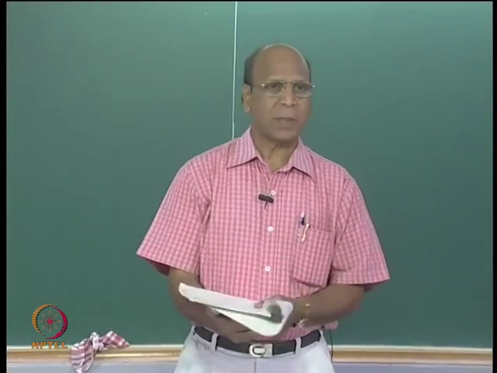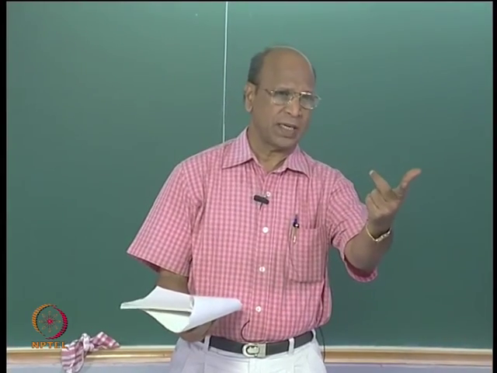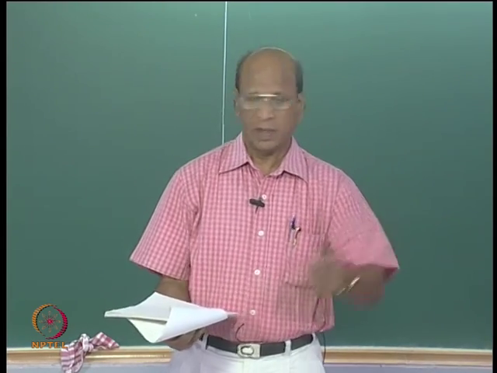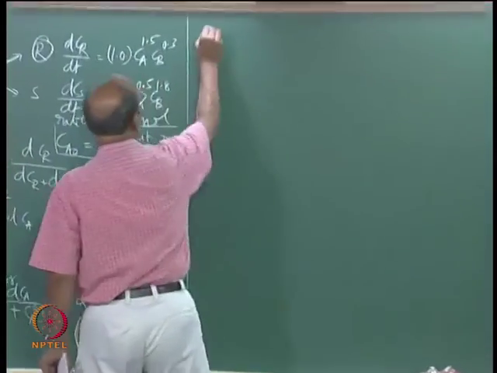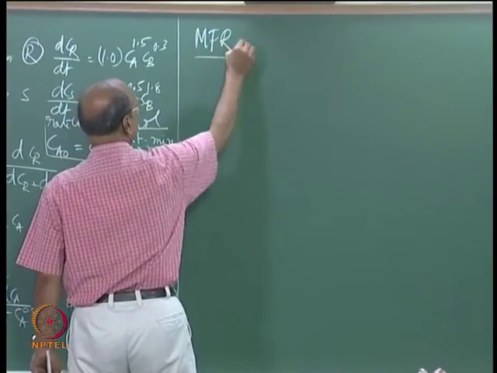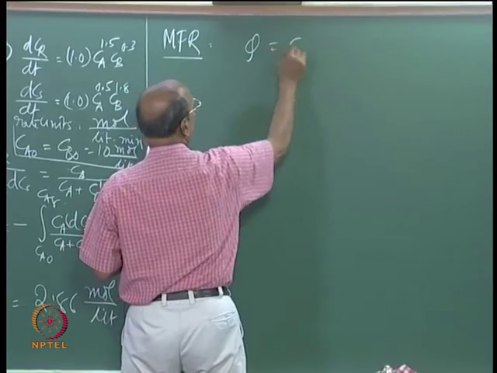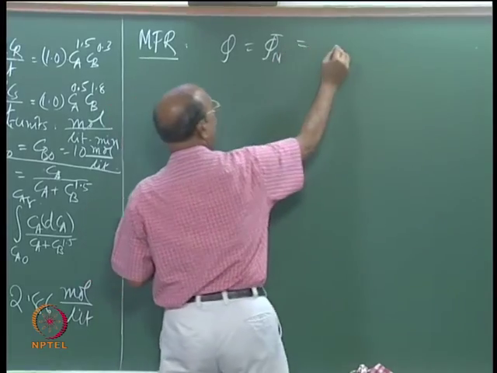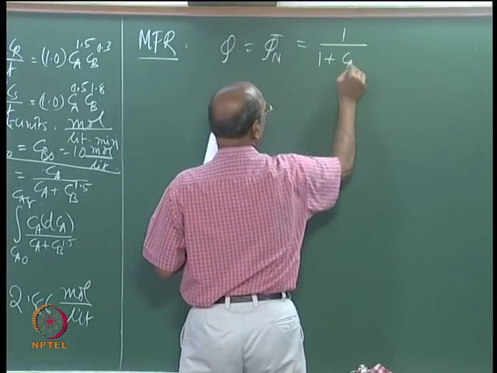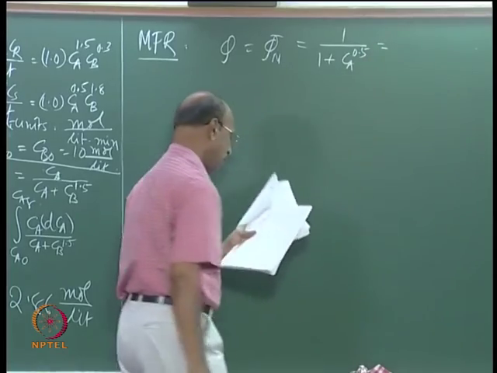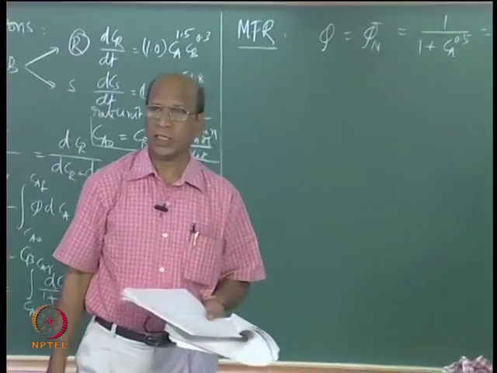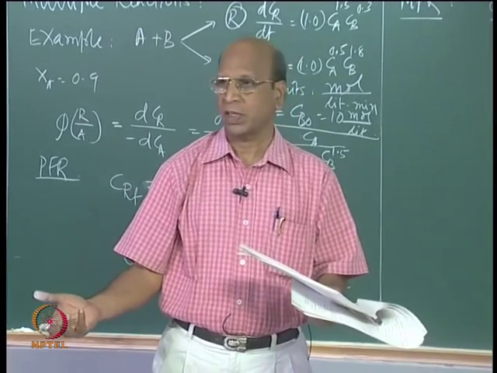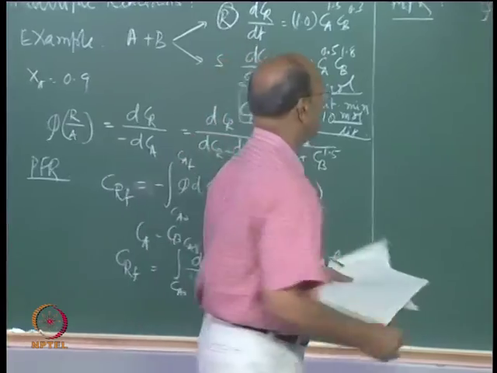Good. I think the simplest one, now you can try MFR. You don't have to integrate. Wherever there is integration or differentiation, you are not comfortable. For MFR, phi also equals capital phi_m. What is the value? 1 plus C_A to the power of 0.5. How much is C_A? 1. Why 1? 90% conversion. Okay, excellent. So that is why 1. So what is the value? 0.5.